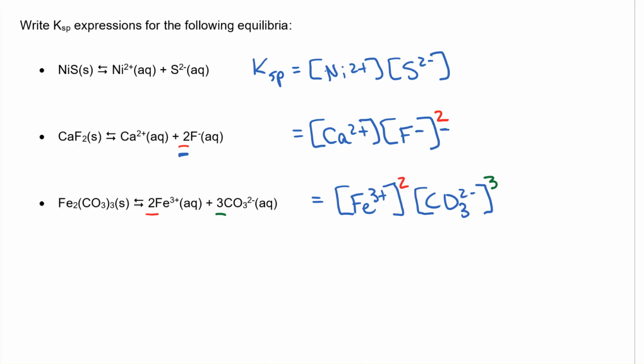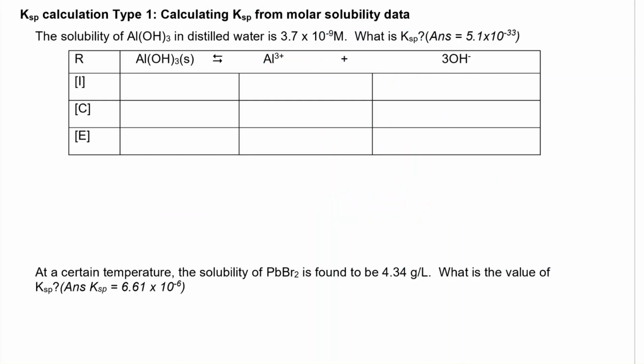All right, we're going to go on to some calculations now. We're going to be calculating Ksp from molar solubility data, and there will be three different problems. So our first one is we're told that the solubility of aluminum hydroxide in distilled water is 3.7 times 10 to the negative 9th molar. So let's first take a look at our reaction and our stoichiometry. So we have x, x, and 3x.